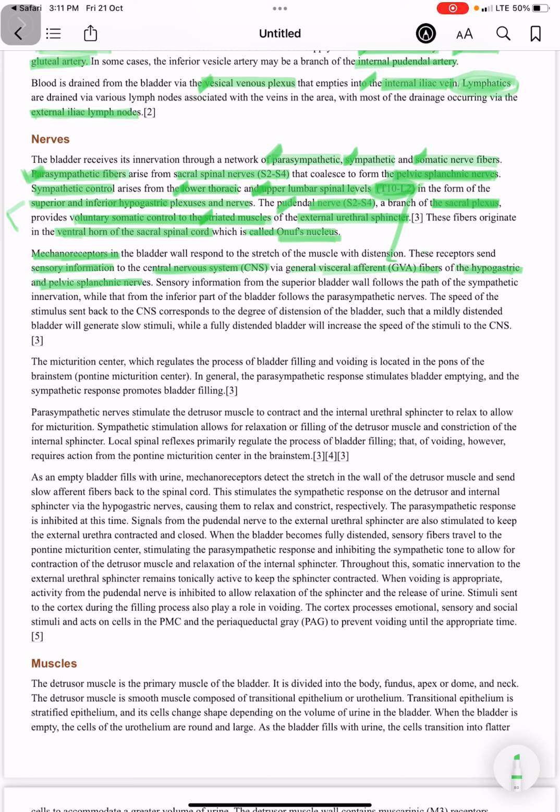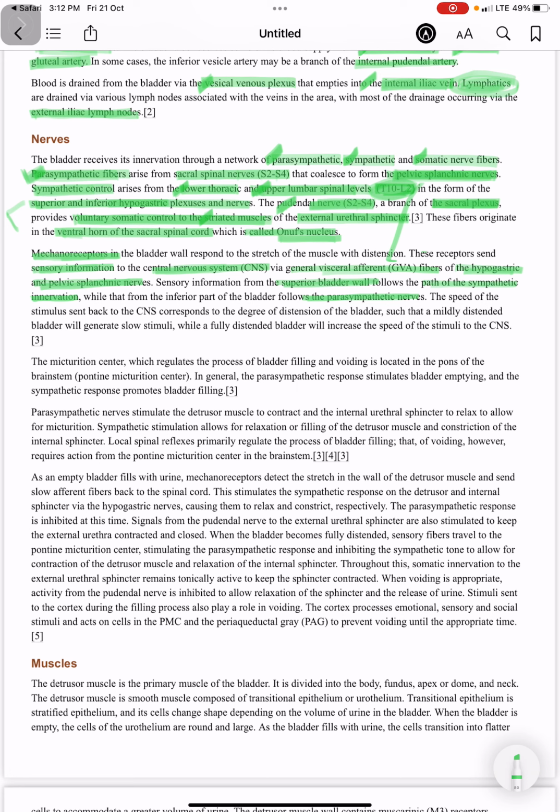Sensory information from the superior bladder wall follows the path of the sympathetic innervation, that is the hypogastric plexus, while that from the inferior part of the bladder wall follows the parasympathetic nerves, that is the pelvic splanchnic nerves.